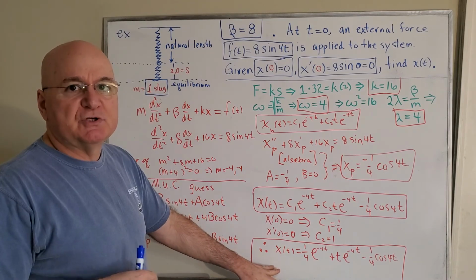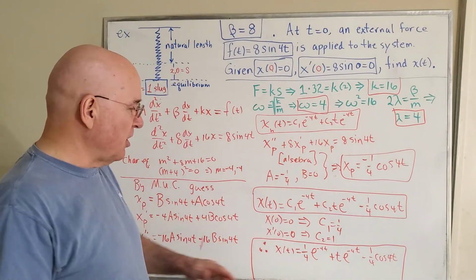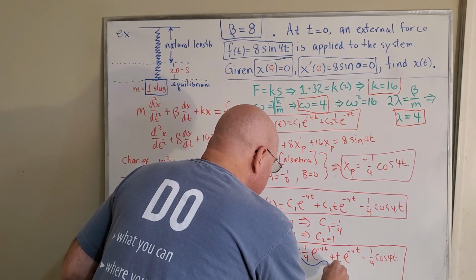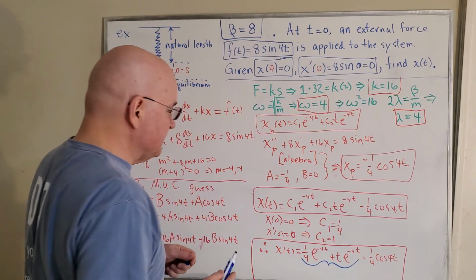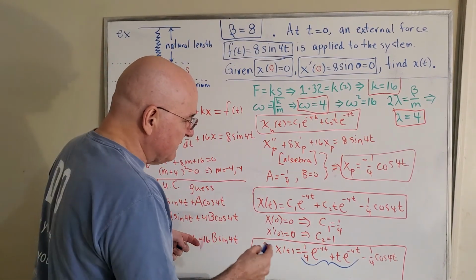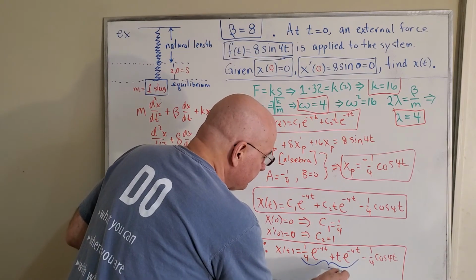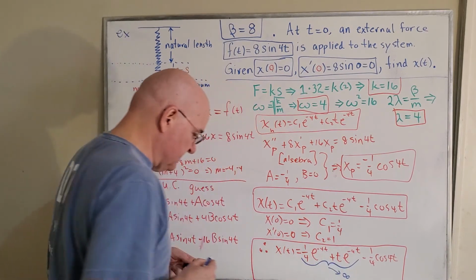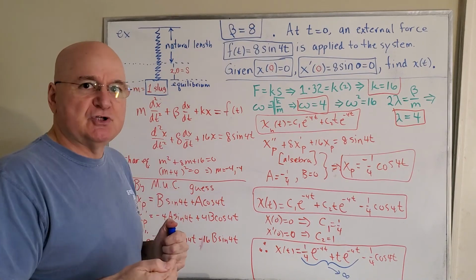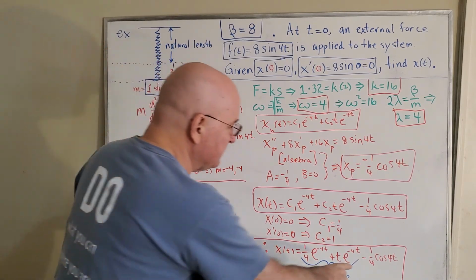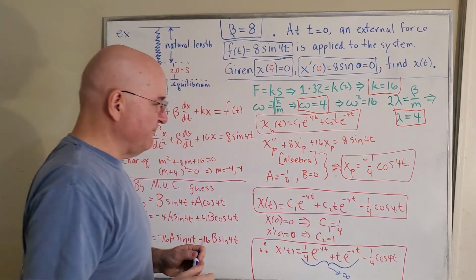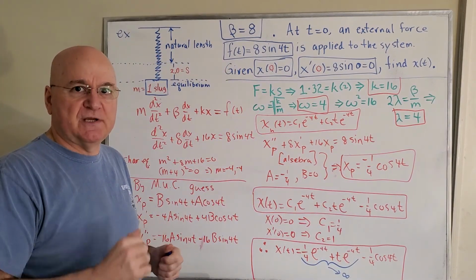But one final note: what does this approach as t becomes very large? You'll notice that these terms, because it's e to the negative 4t in both cases, go to 0 as time goes to infinity. So those would be our transient terms, and it's approaching the steady state of exactly this, negative 1/4 cosine 4t. That's what it would be approaching over time.